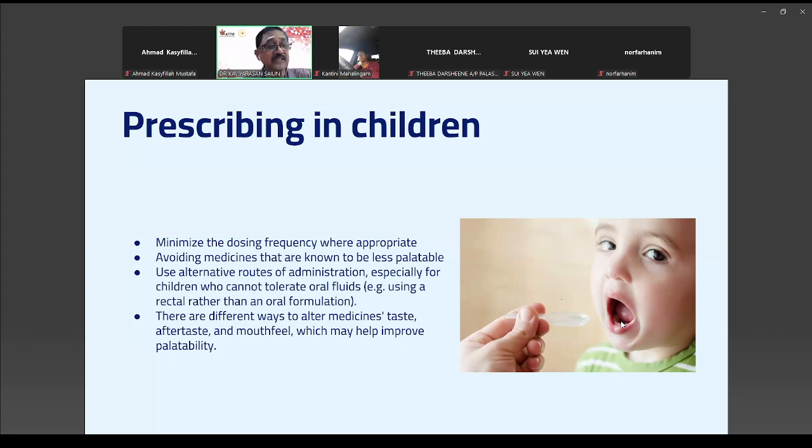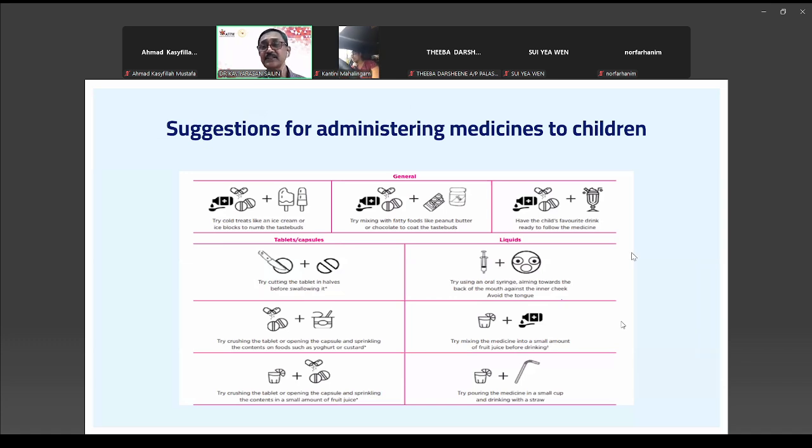And nowadays, most of the syrups are a bit sweet, so that's good. And you can use an alternative route of administration for children who can't tolerate oral, rectal rather than oral, but again, rectal is a bit erratic. There are different ways to alter the medicine's taste, aftertaste, and mouthfeel, which may help to improve acceptance. Just a little slide for those who are seeing a lot of prescription.